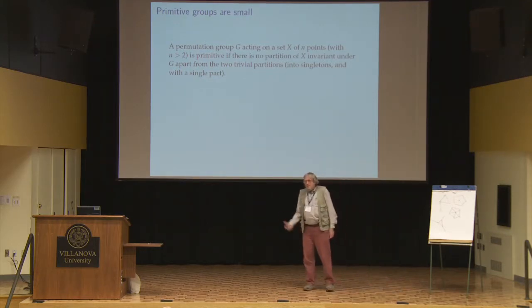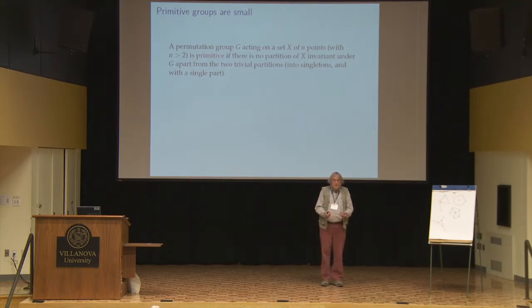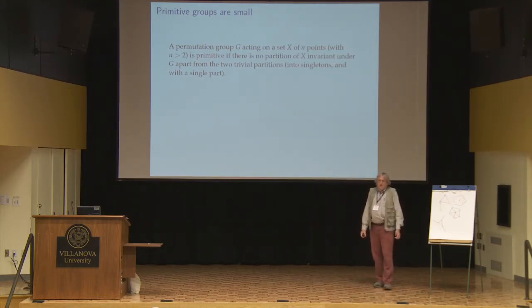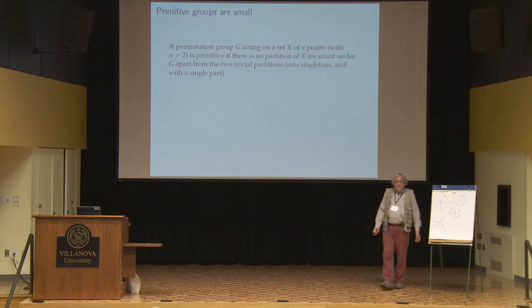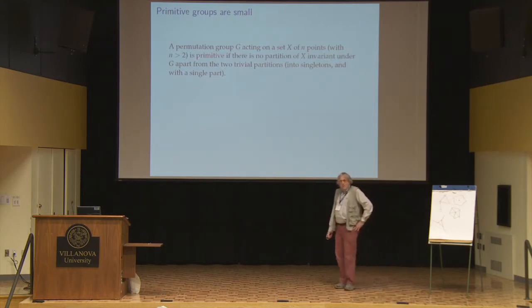I need to make that exception with the way I've done this, because if you have a set of 2 points, there are only two partitions on this set, namely the two trivial ones. So any group will fail to preserve any non-trivial partition because there isn't one to preserve. And I don't want to worry about the question about whether the trivial group on 2 points is primitive or not. That's actually a very important question.